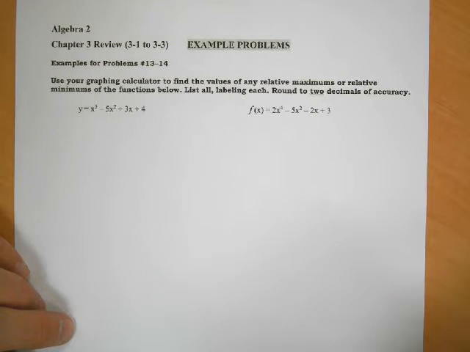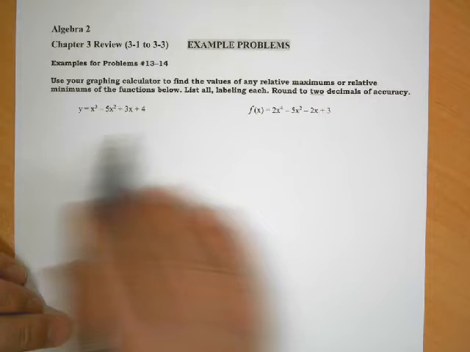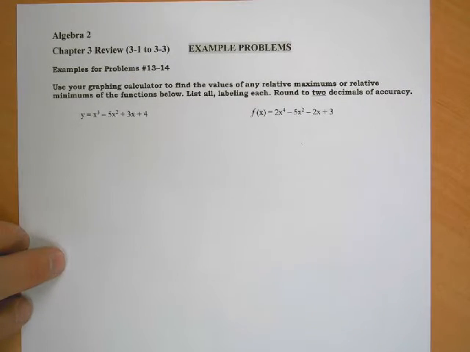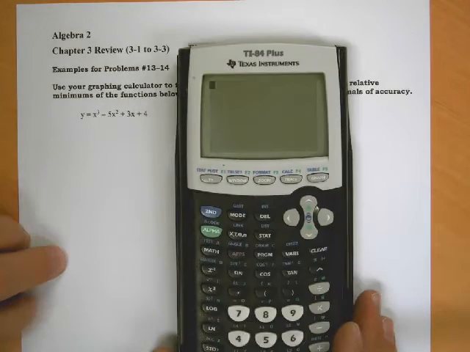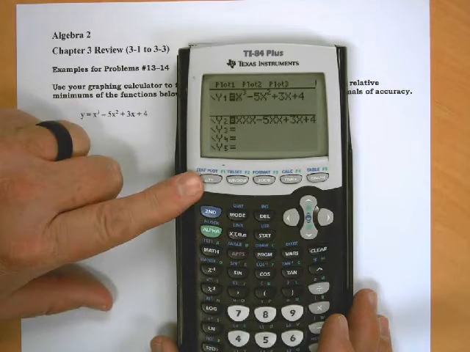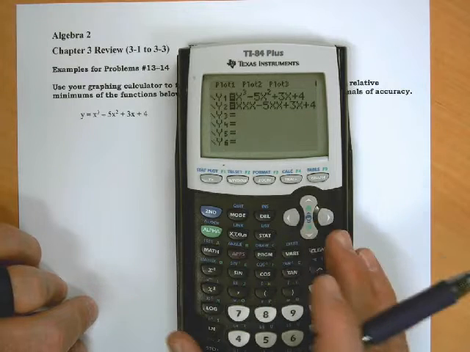Okay, our goal here is to find the relative maximums and relative minimums of these two functions. We'll start with the one on the left here. And what you're going to do is graph the function. So I'm on my home screen and I'm going to hit the y equals key and type in the functions. I have it written out two different ways you can do it here.